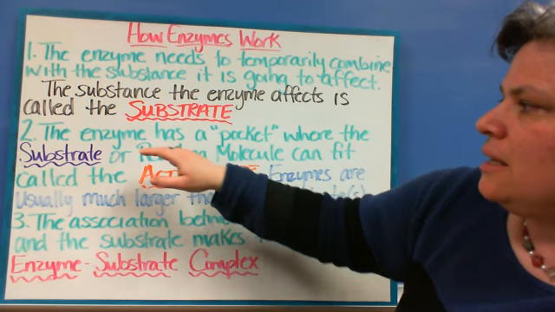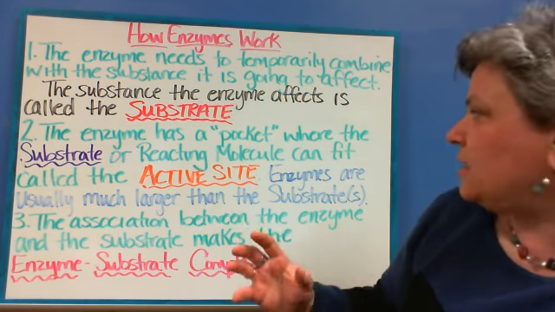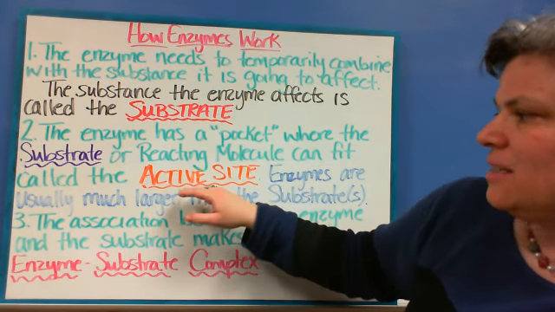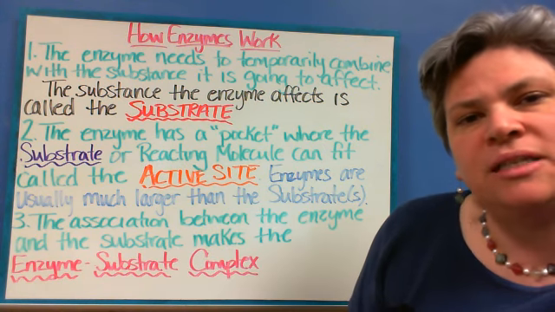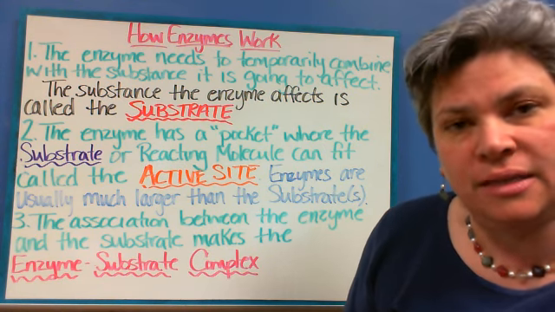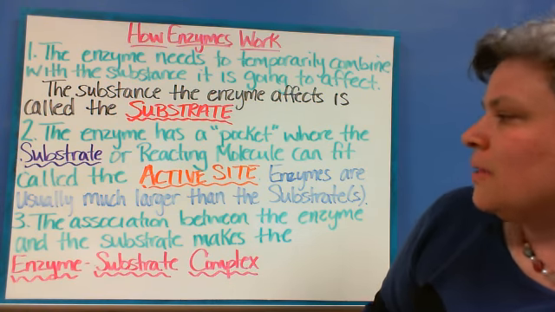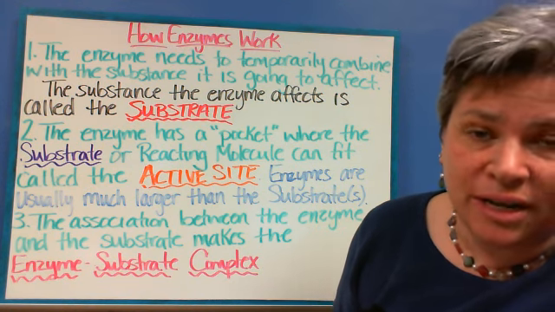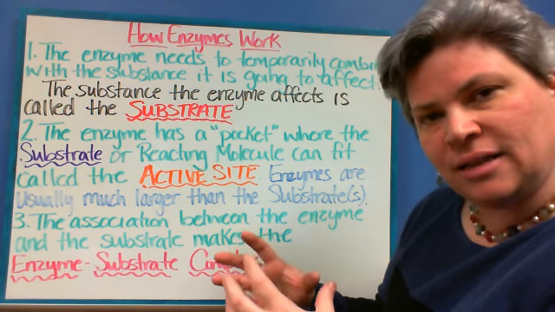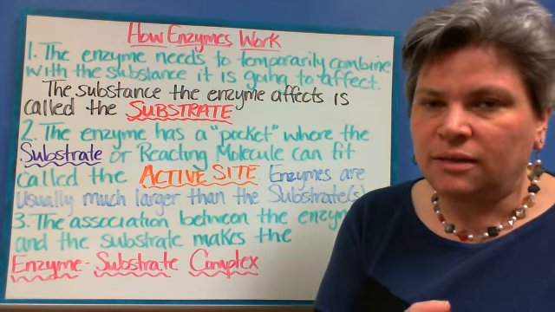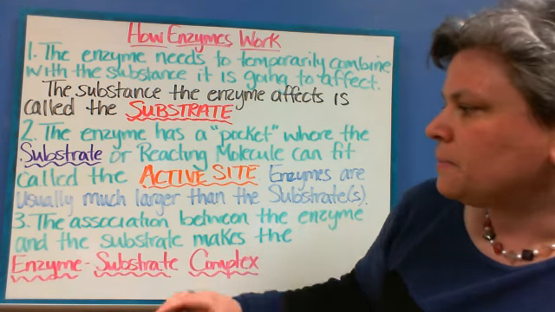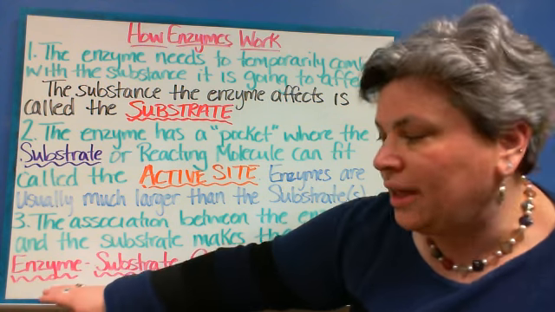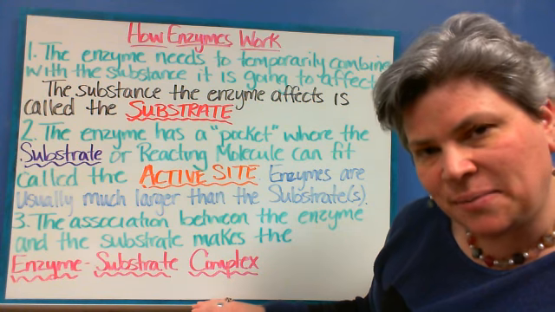The second step, the enzyme has a pocket or a space where the substrate or reacting molecule can fit. That pocket is called the active site. It would make sense that where the action or activity is going to take place on the enzyme, we would call the active site. Enzymes are usually much larger than whatever substance or substrate they're going to work on. So you have your enzyme, you have your substrate. The enzyme usually is quite a bit larger. Then the association between the enzyme and the substrate we call the enzyme-substrate complex.